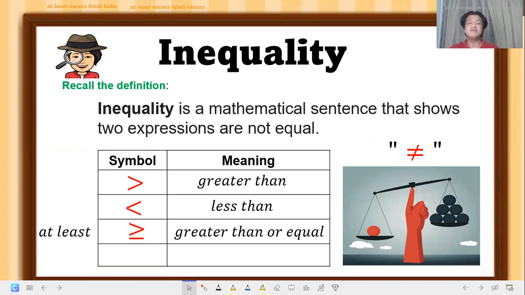Next, pwede natin sabihin din na at least. Pag sinabi natin at least, hindi bababa doon sa given number. Yun ay greater than or equal. We also have this symbol, this read as less than or equal to. Or we can use the word at most. Pag sinabi naman natin at most, hindi hihigit doon sa given number or hindi tataas. Yun ay less than or equal.